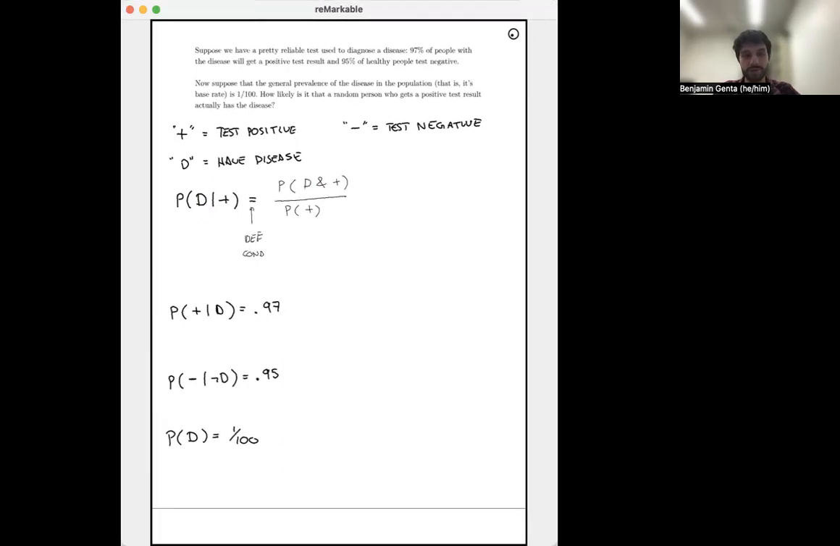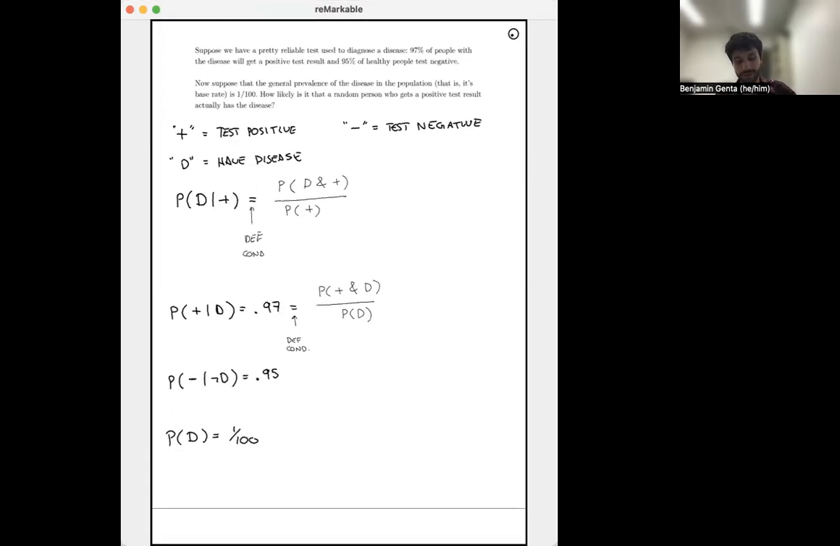Okay, seems simple enough. So now what we need to know is the top part and the bottom part. Do we have it over here? Well, not immediately, but if we do some work, we do. Because if you note that this over here, by the definition of conditional probability, is what? Well, it's the probability that you test positive and you have the disease over the probability that you have the disease.